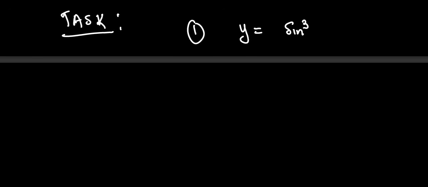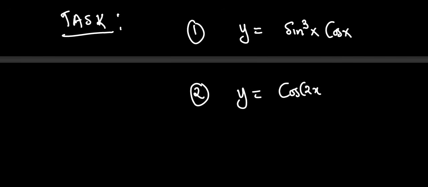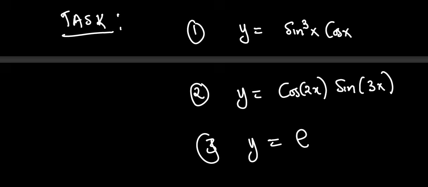A task for part 1 of what we've done is to differentiate y is equal to sine 3x with a cos x. The next one, you have y is equal to cos 2x and sine 3x. And the last one, you have y is equal to e to the power of this.